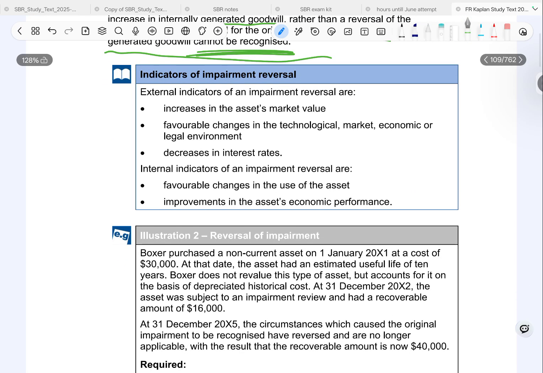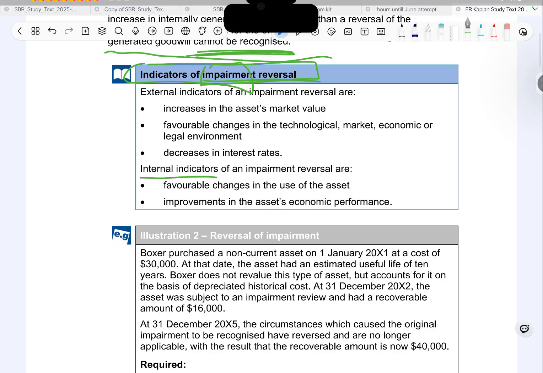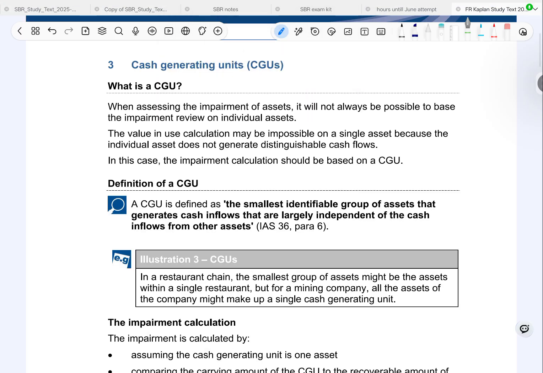So, indicators of impairment reversal. What we studied earlier was the indicators of impairment. Now we are going to study the indicators of impairment reversal. The external indicators of an impairment reversal are increase in the asset's market value, favorable changes in the technological, market, economic or legal environment, decrease in interest rate. Internal indicators of an impairment reversal are favorable changes in the use of the asset, improvement in the asset's economic performance.